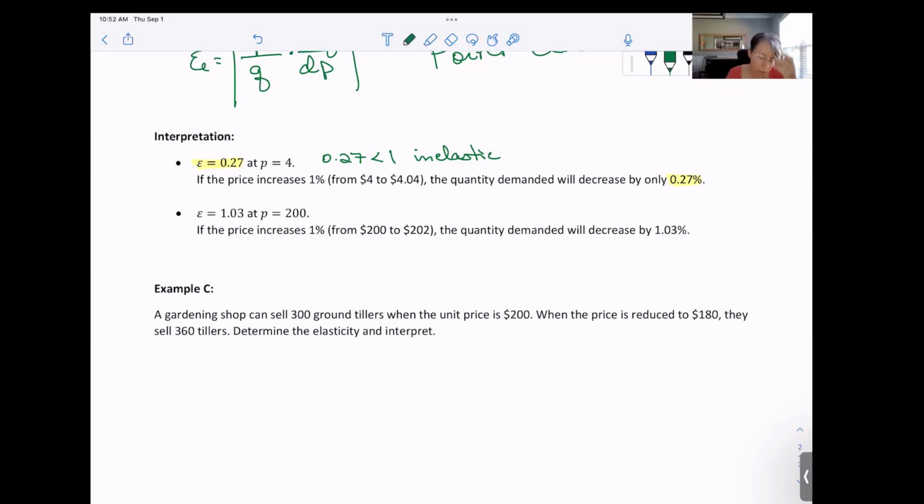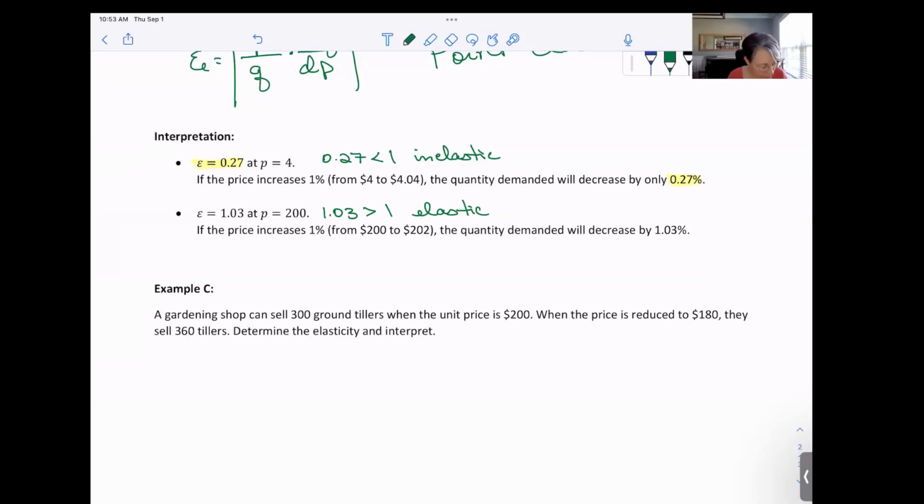In the second one, we have an E of 1.03 with a price of 200. Notice that 1.03 is larger than 1, so we call it elastic. In other words, it's changing more than the percent change in price. So if the price increases by 1%, from $200 to $202, the quantity demanded will decrease by 1.03%. We never want the demand to decrease by a greater percentage than the price.